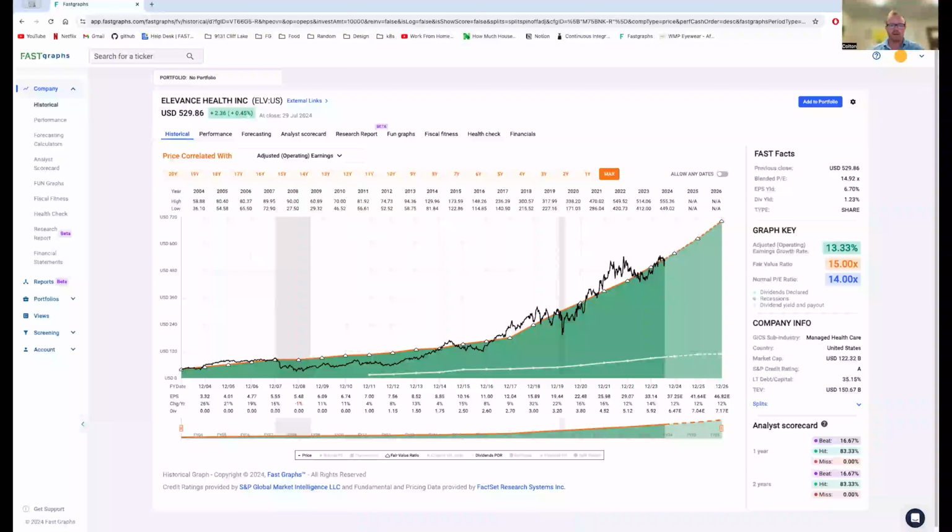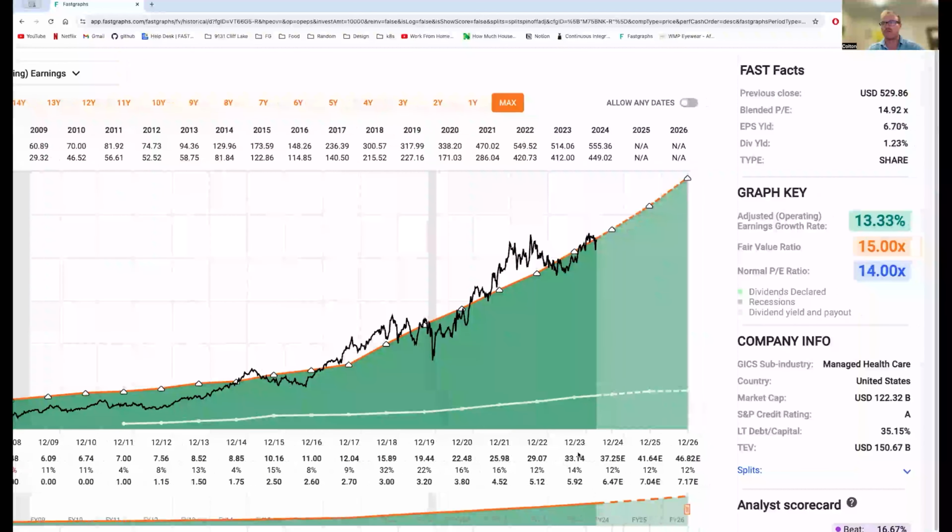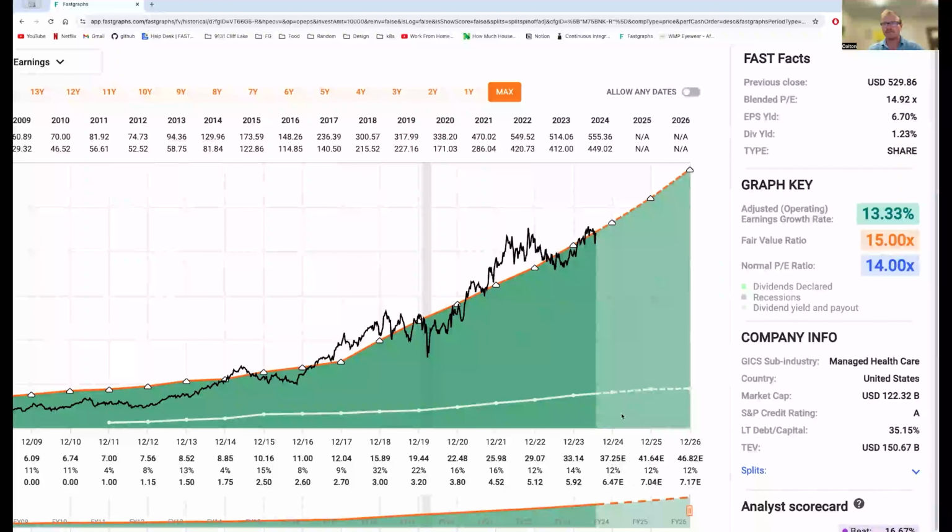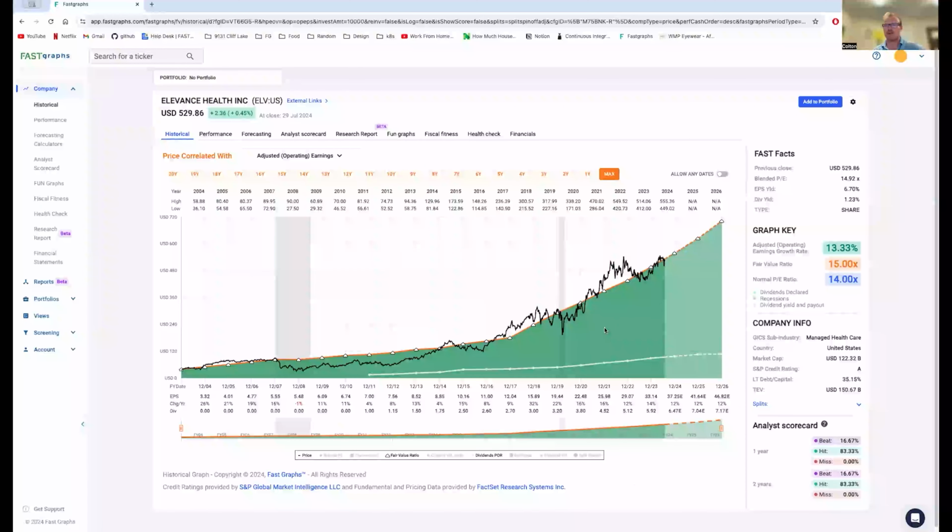What we do is we take a blended average between the last actual and the nearest forecasting data point. So that would mean I'm taking a PE ratio between this 33.14 and this 37.25 estimate number, and coming up with a PE ratio, time-weighted average based off of that. Then down here, we have the graph key.